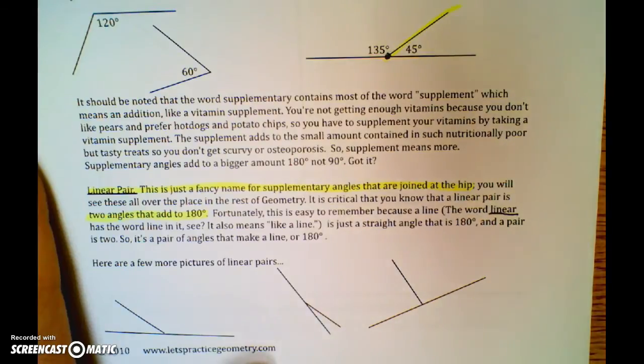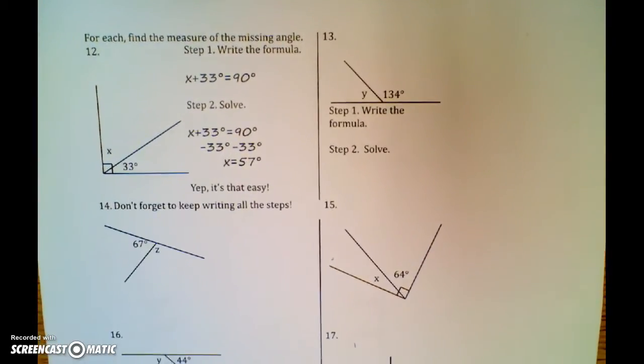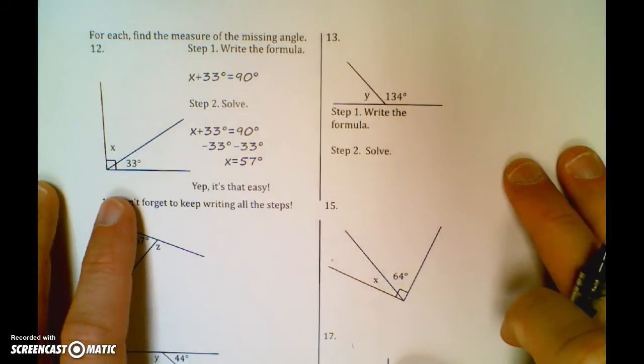Okay, so let's apply this knowledge to some problems. So go over to number 12. Number 12 is done for us. I'm going to walk through the steps with you. For each of these angles, they're asking you to find the missing angle. So you need to find the measure of the missing angle. And you're going to use your knowledge of supplementary and complementary angles to do that.